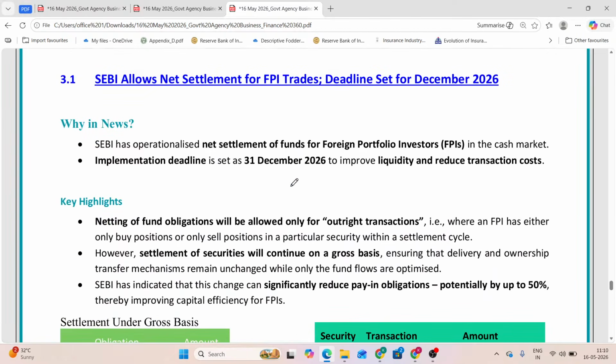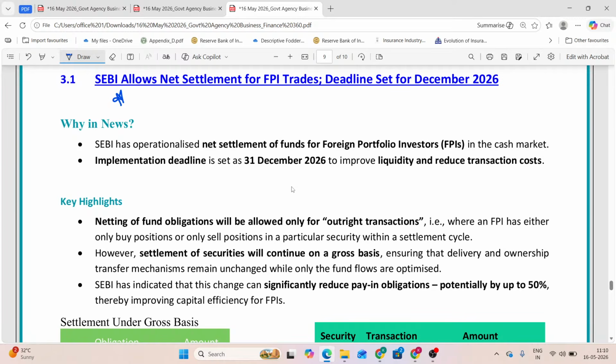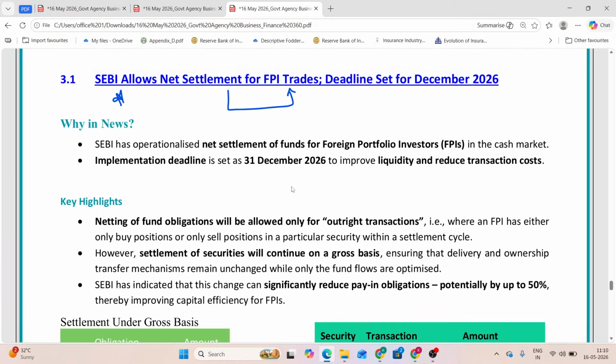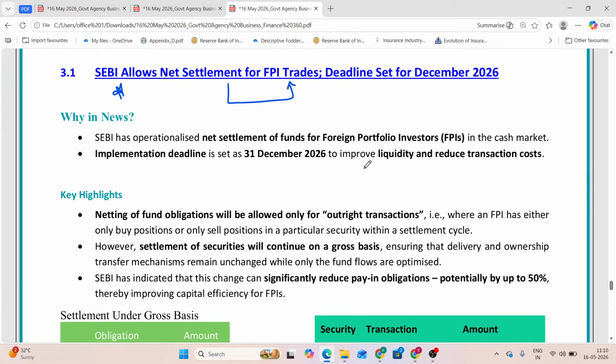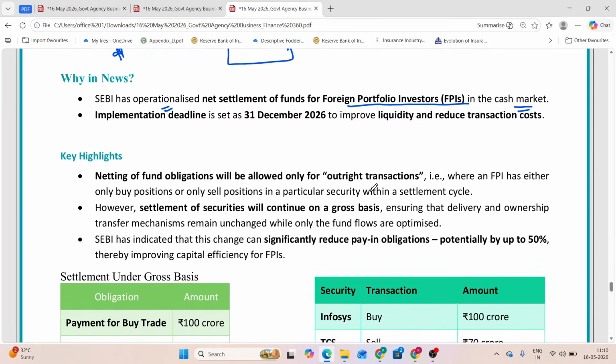Now coming to the next article: SEBI has allowed net settlement for FPI trades, with the deadline set for December 2026. SEBI has operationalized the net settlement of funds for foreign portfolio investors in the cash market. Basically, first we have to understand what outright transactions are, then we will understand what this net settlement of funds is.